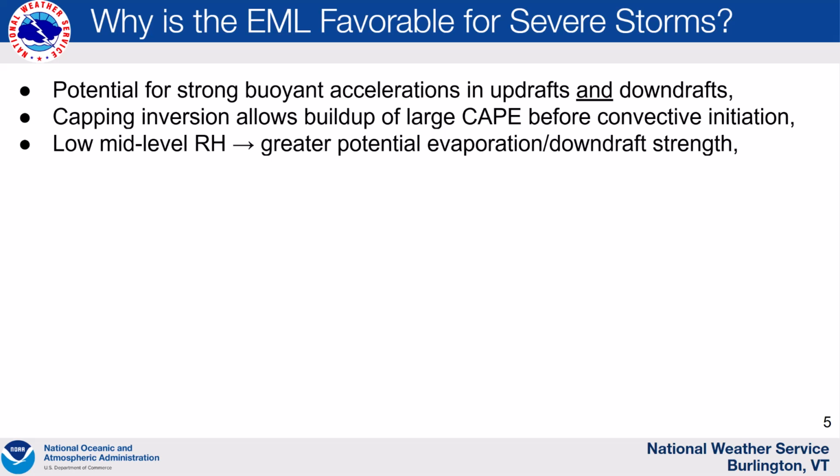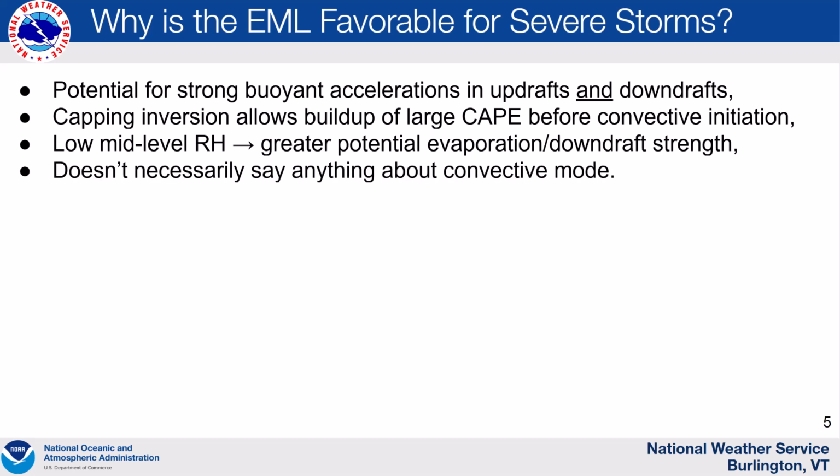I want to say here that the EML doesn't necessarily say anything about the expected convective mode. That will depend on the geometry of the forcing for ascent and other factors such as cold pool interactions and the nature of the wind and shear profiles relative to boundaries, just to name a few examples. There are documented cases of both tornadic supercells and derechos within EML environments.